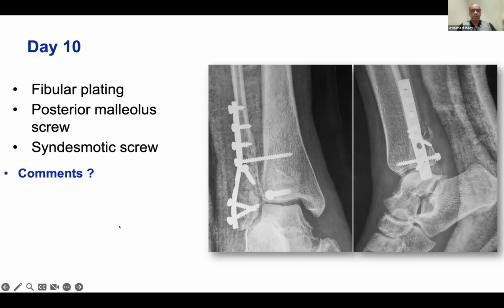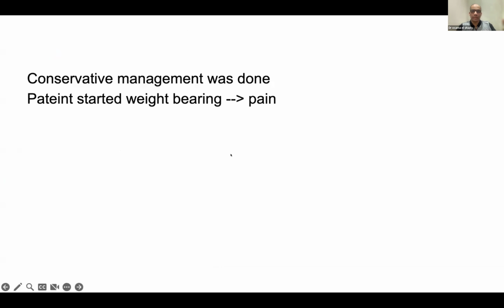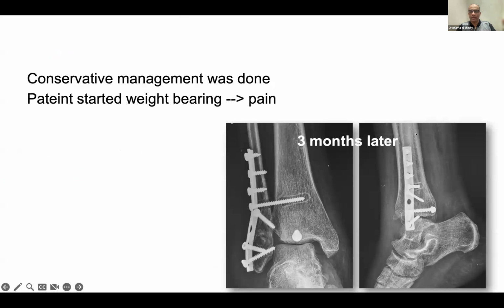Okay, that's good. So most of you answered we will redo it for the patient because the medial clear space is open, the syndesmosis is not well reduced, and we don't know about the length of the fibula. So you think about revision. Unfortunately, our surgeon decided to continue conservative management for this patient. The patient started weight bearing and started to have pain.